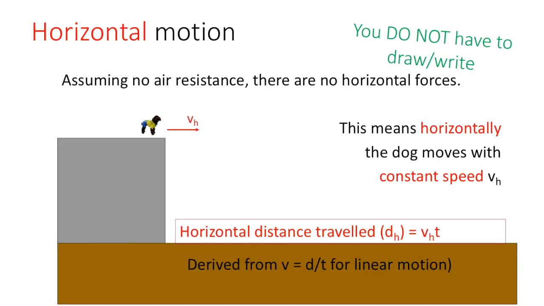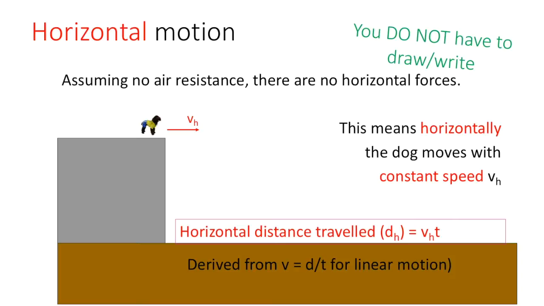For horizontal motion, we assume that there is no air resistance. When an object is moving horizontally, as in this case with the dog, and remember he's getting kicked off, but we're only looking at the horizontal component, there are no forces acting on it. This means that the dog moves with a constant speed. There is no acceleration. From linear motion, we know that speed equals distance divided by time. If we wanted to know what distance the dog traveled horizontally, we just isolate distance, and we get distance for the horizontal component equals the speed of the horizontal component times time.